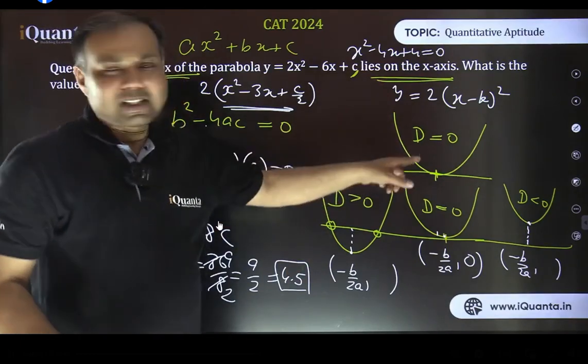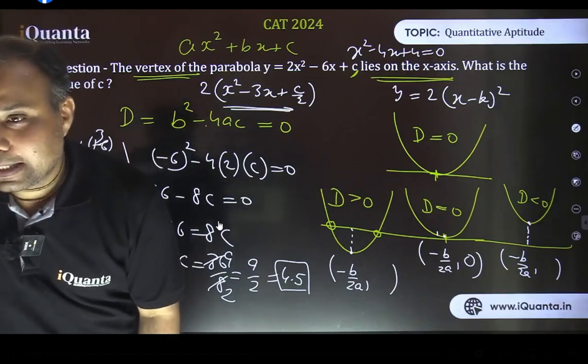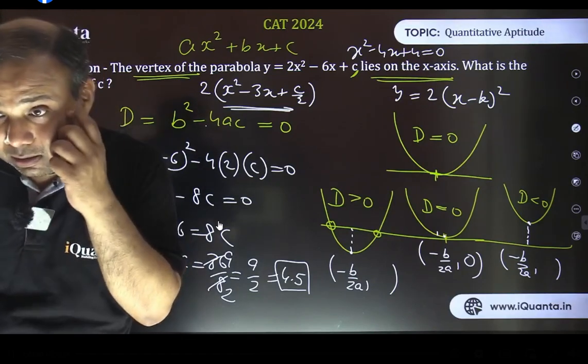If you are able to get this immediately, that it is lying on the x-axis, means d equals 0. Okay. Yes, Gunjan, that's correct. So Gunjan is explaining to her.